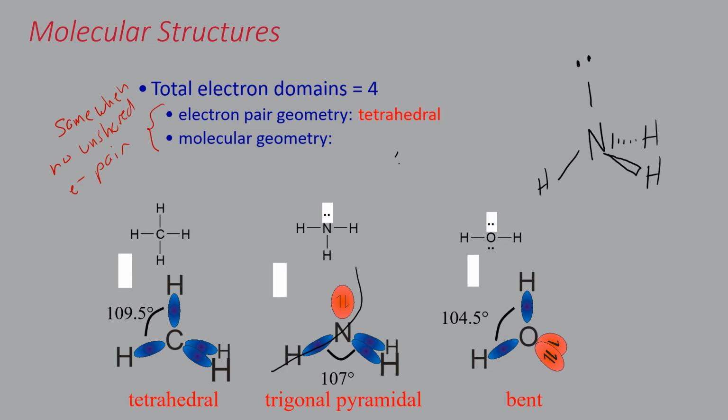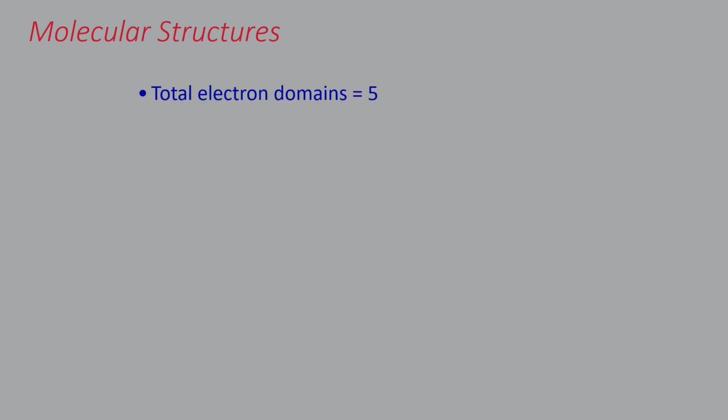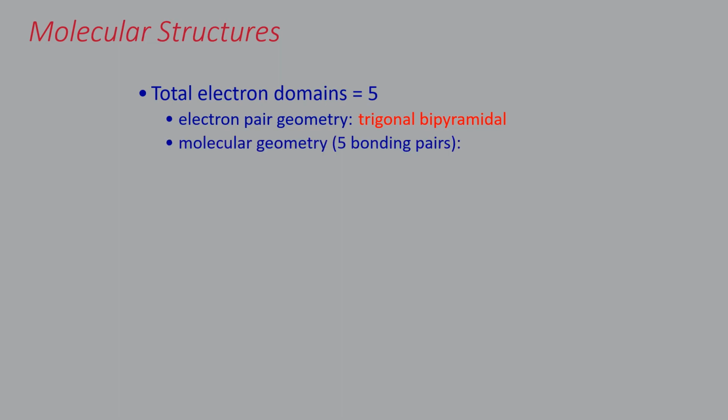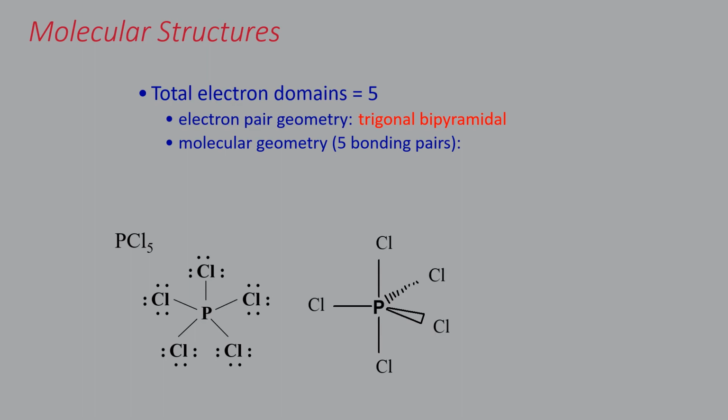All right, next up, 5 electron domains. This one's fun. The geometry for the electron pairs is going to be a trigonal bipyramidal structure. And the molecular geometry, well, it kind of depends. For 5 bonding pairs, PCl5 is an example of this. The Lewis structure looks like this. It's all single bonds. There's an expanded octet. The phosphorus has 10 electrons on it, but it's a third row element, so that is fine. And shown with perspective, it kind of looks like this.